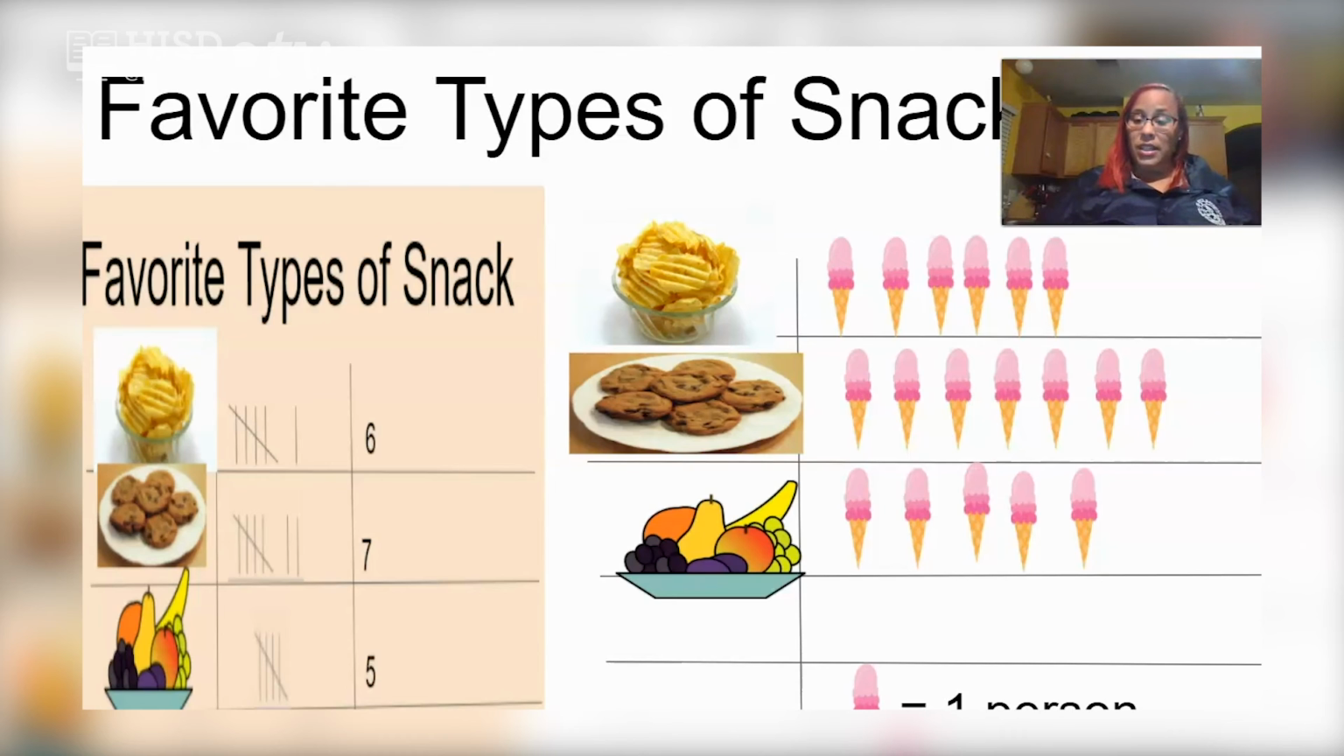Which snack was the least favorite in this group? In this group of students, fruit was the least favorite. How can you tell? Because fruit had the least amount of votes. You can tell because it has the least amount of symbols next to it. The fruit only had 5 votes.